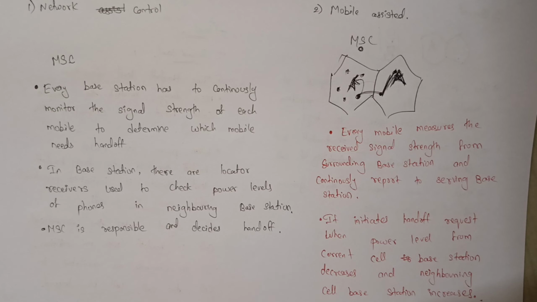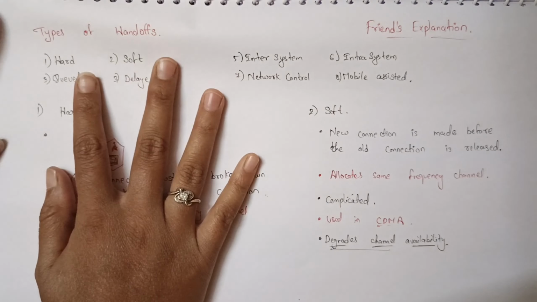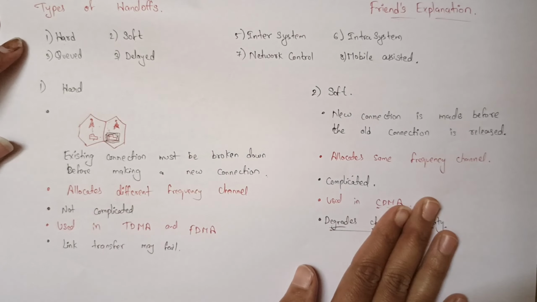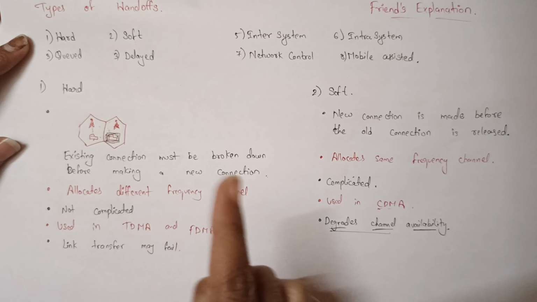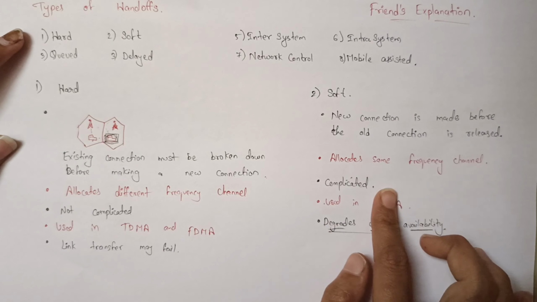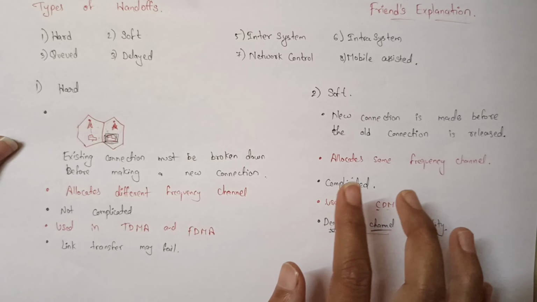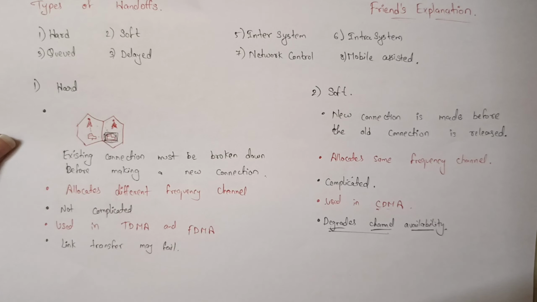We have discussed all of the handoff types, and if you want a recap, then I will give you a recap. Just a second. So first we have hard handoff and soft handoff. In hard handoff, the existing connection is broken and then the new connection is made, and in soft handoff, the existing connection is kept until a new connection is made. This is the difference between hard and soft handoff.